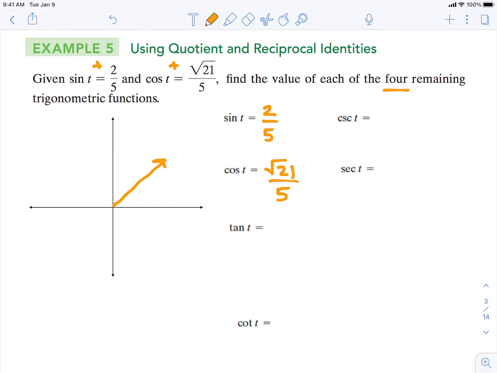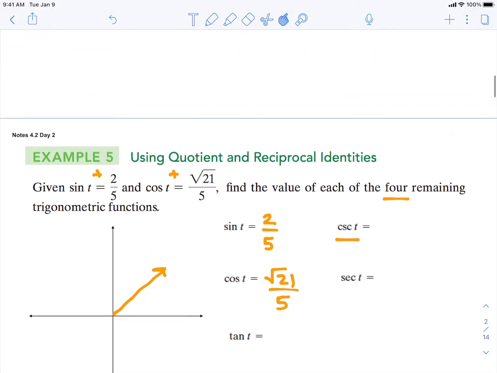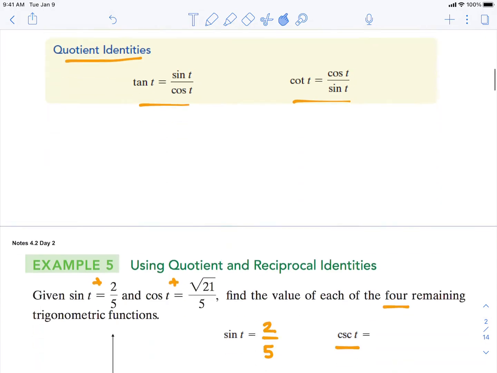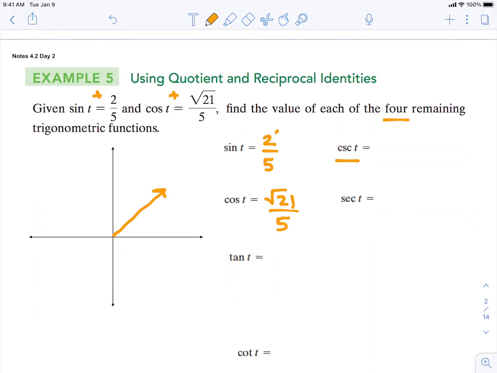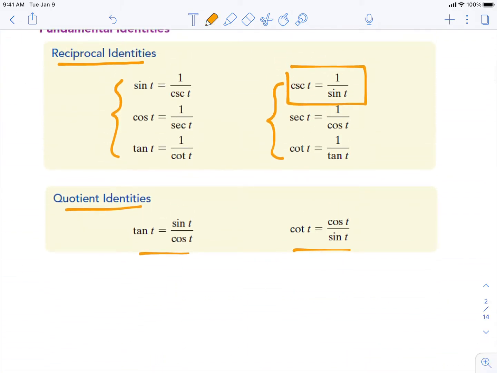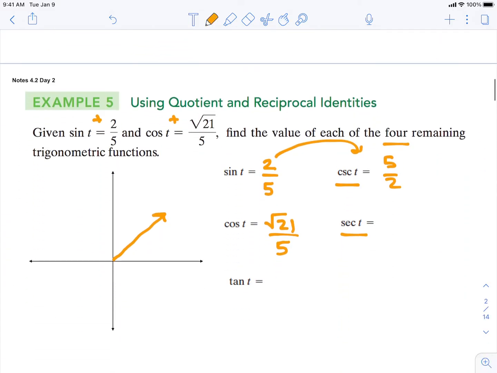So let's start with the cosecant of t. If I go up to this previous slide, to find the cosecant of t, I take the reciprocal of the sine function. So we're going to reciprocate this 2/5 to be 5/2. Now the secant of t, we go back up. The secant of t is the reciprocal of the cosine function. So we're going to take this fraction and reciprocate it. So we get 5 over the square root of 21.